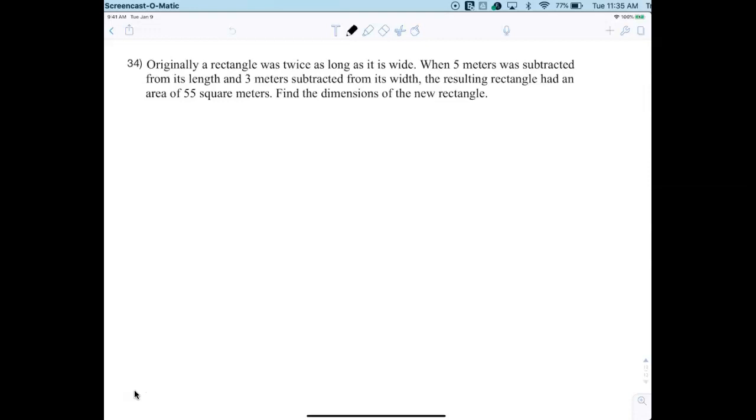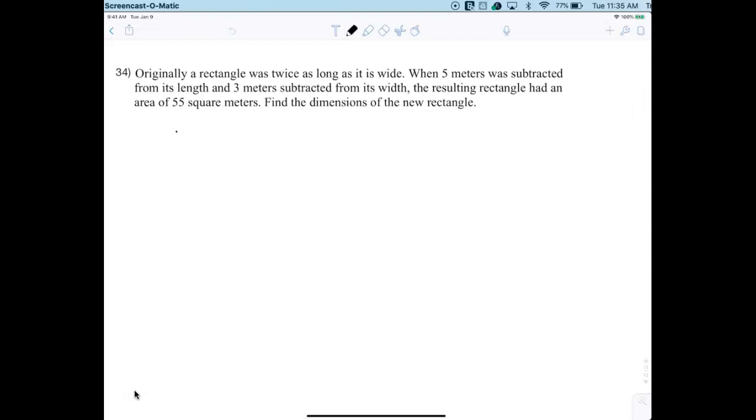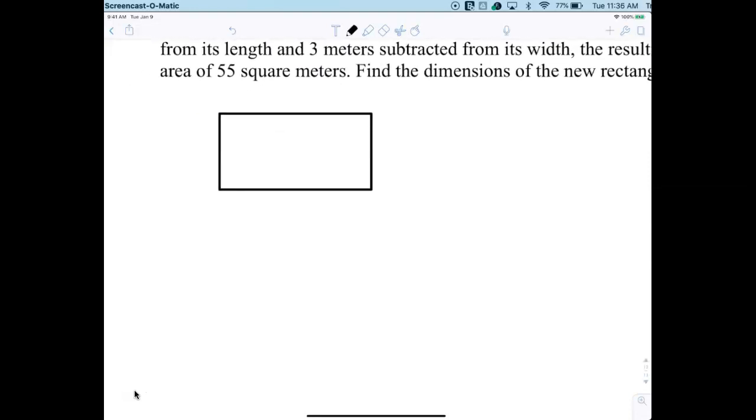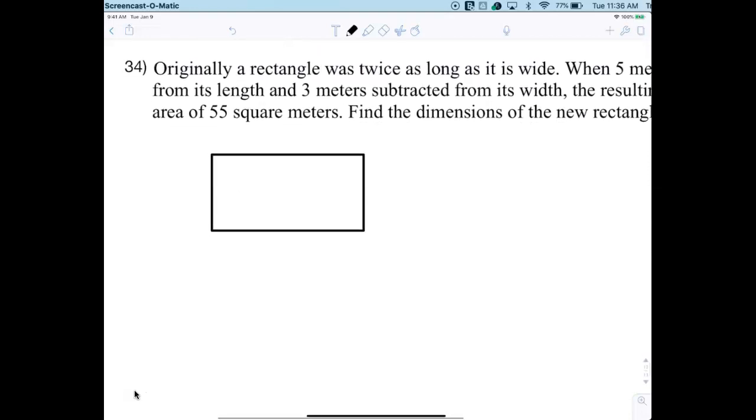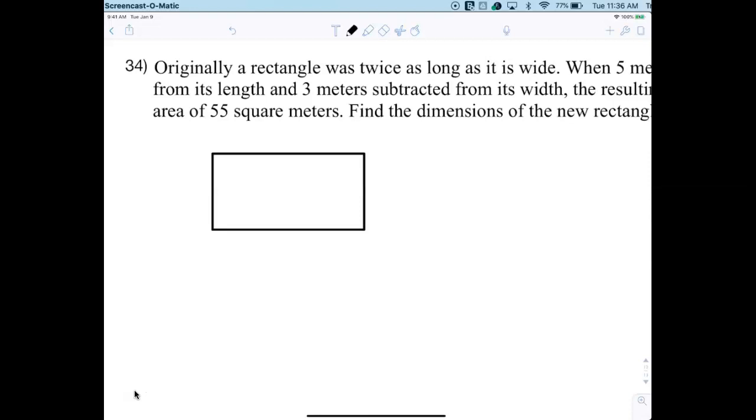All right, so let's talk about this real quick. The first thing I would want you to do is draw a rectangle. And your rectangle, it says twice as long as it is wide. So this is the length and this is the width. Does everybody agree with that? So the length is what? You could say 2W, I would say. That was pretty good. The length is twice the width.